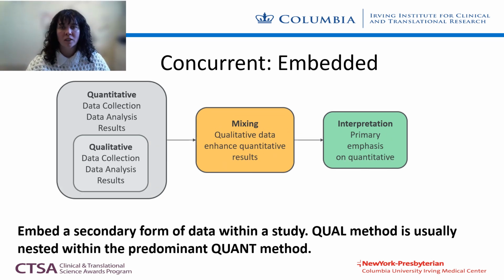The embedded design falls under concurrent because it also collects qualitative and quantitative data simultaneously. But in this case, it places emphasis on one method and uses the other method on a subset to the overall study. It also differs from the convergent design because the integration takes place both during analysis as well as the interpretation. Here, I'm illustrating an example where the qualitative methods are embedded within a quantitative study. And this is the most common application of the embedded design, although the opposite is also possible, where you have a qualitative study that embeds quantitative methods within it.